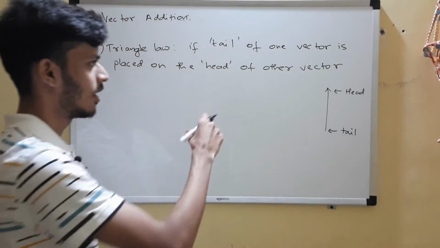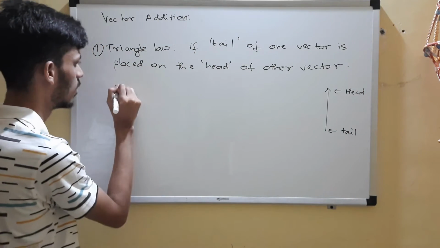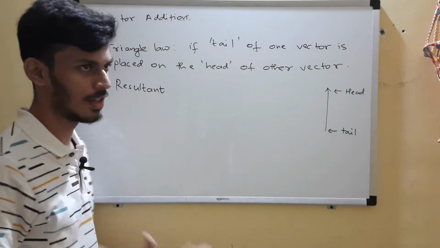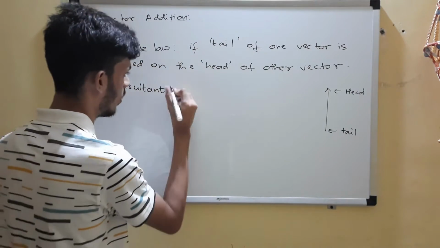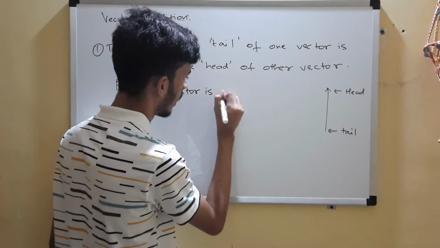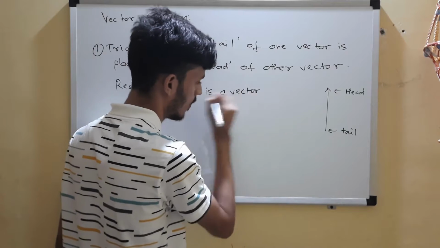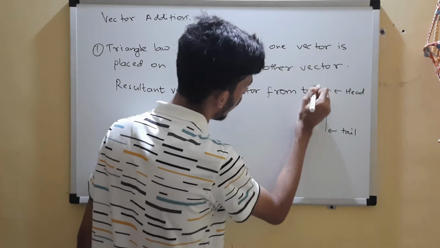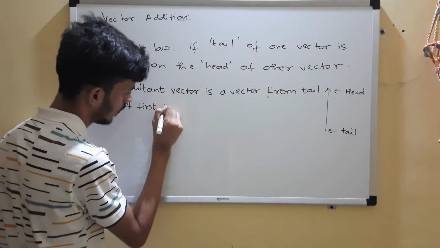So if the tail of one vector is placed on the head of the other vector, then how do you add them? The resultant, when you add two vectors, will be a vector. When you add two scalars, you get a scalar. When you add two vectors, you will get a vector. So the resultant is a vector from the tail of the first to the head of the second.